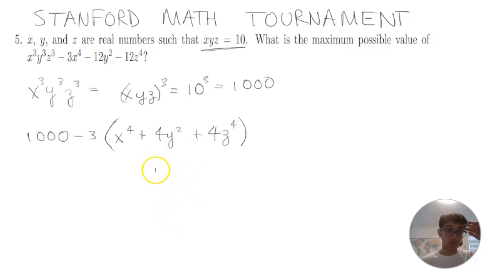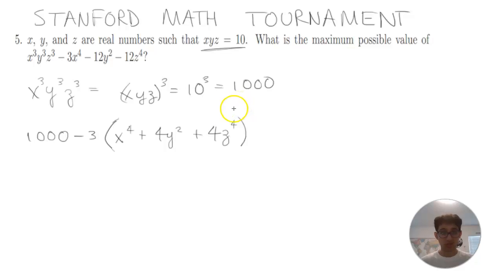Anyway, now think about this. If we want the maximum possible value of this, we want to minimize this, because then we're subtracting a smaller number. So we want the minimum value of this. Now, the only piece of information we have about x, y, and z is that they're real and that their product xyz equals 10.